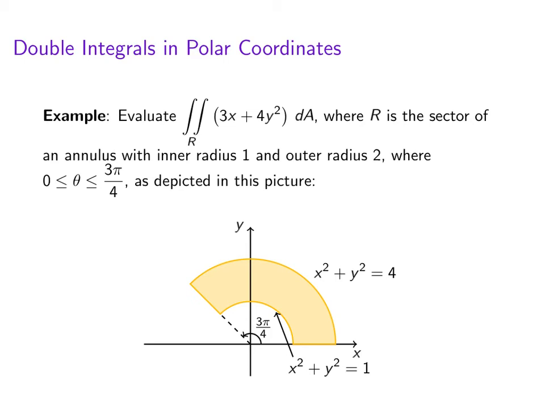Hello, calculus fans! Let's evaluate this double integral of 3x plus 4y squared over the region R. R is the sector of an annulus with inner radius 1, outer radius 2, and the values of theta are going to go from 0 to 3 pi over 4. It's the same annulus that we talked about previously. Now we're actually going to compute an integral over this region.